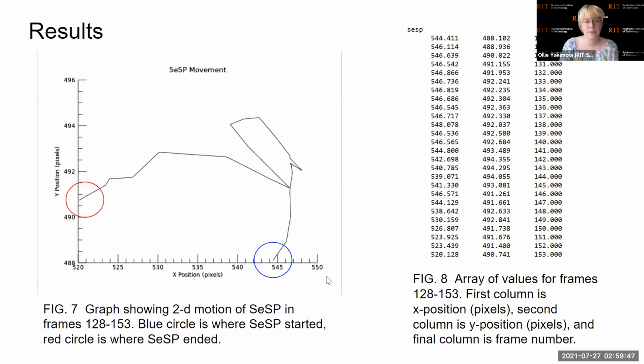Now we have our graph of the SeSP position, and it moves in 2D motion. The blue circle shows where it starts at the beginning of the frame set, and the red circle shows where it ends. And as we can see, it travels from right to left, and it matches the values in this array.